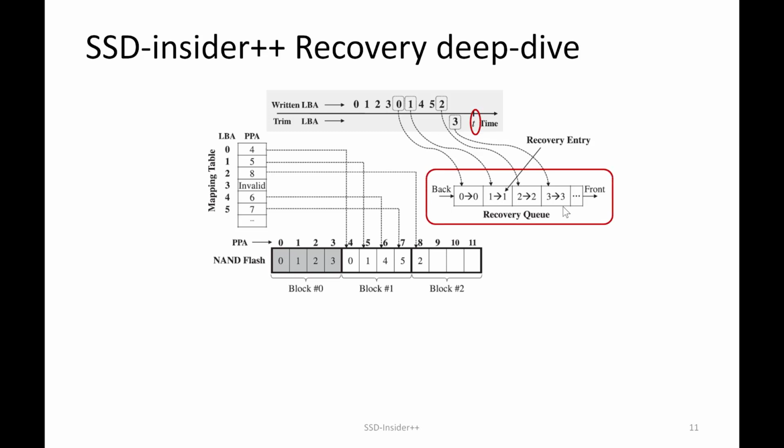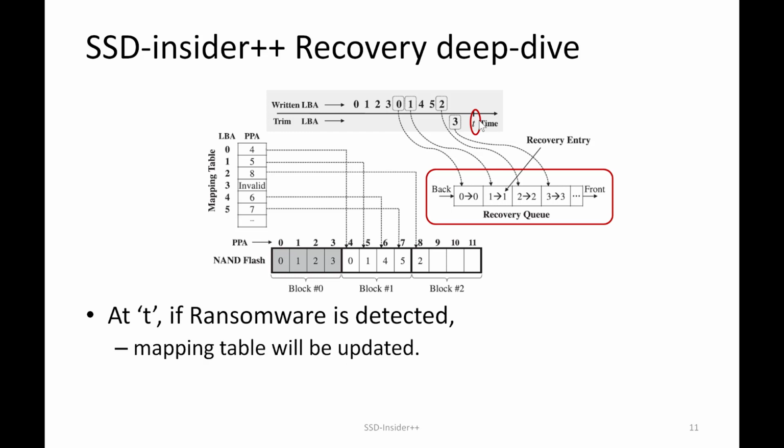So let's consider a scenario where at time t, the ransomware has been detected. Now what the SSD-insider plus plus would do is that this mapping table would be updated with the entries of this recovery queue, meaning that this 4 will be replaced by 0, 5 will be replaced by 1, 8 will be replaced by 2, and this particular entry which has been marked invalid will be made valid, and 3 will be written in it. Right?